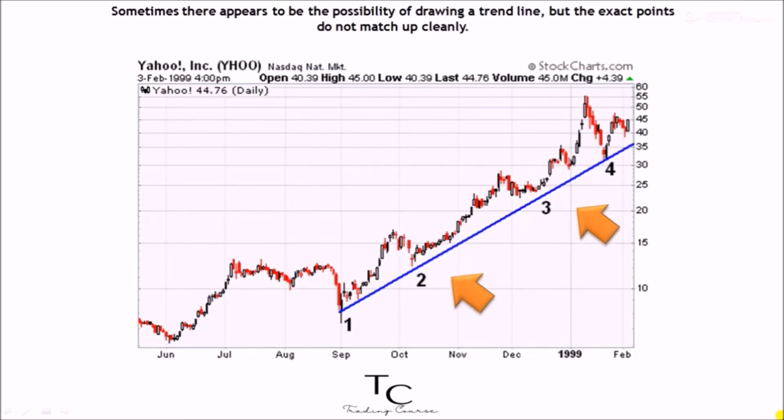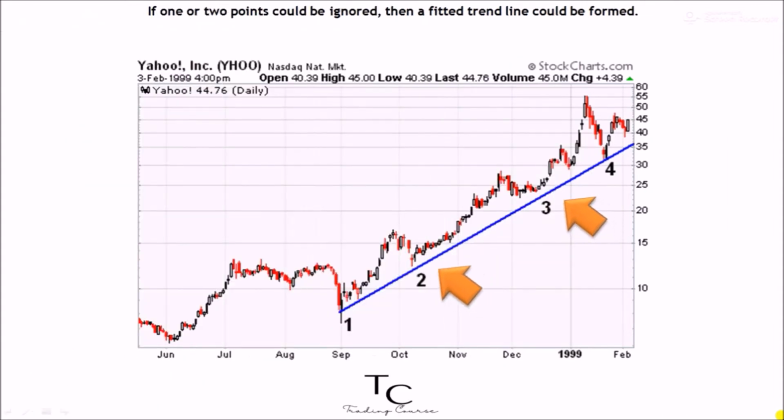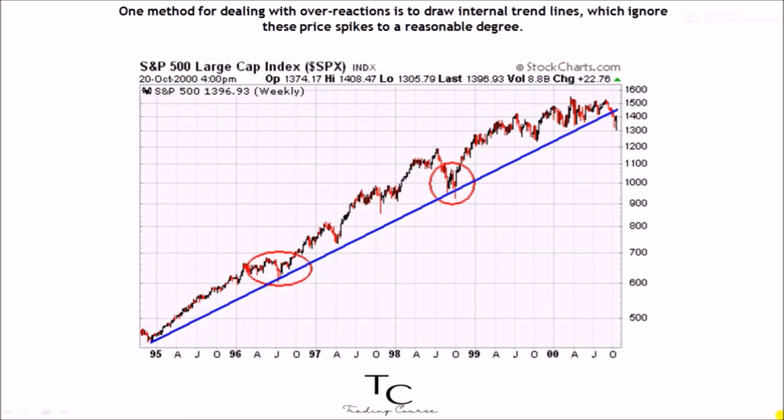Sometimes there appears to be the possibility of drawing a trend line, but the exact points do not match up cleanly. The highs or lows might be out of whack. The angle might be too steep or the points might be too close together. If 1 or 2 points could be ignored, then a fitted trend line could be formed. With the volatility present in the market, prices can overreact, producing spikes that distort the highs and lows. One method for dealing with overreactions is to draw internal trend lines, which ignore these price spikes to a reasonable degree.